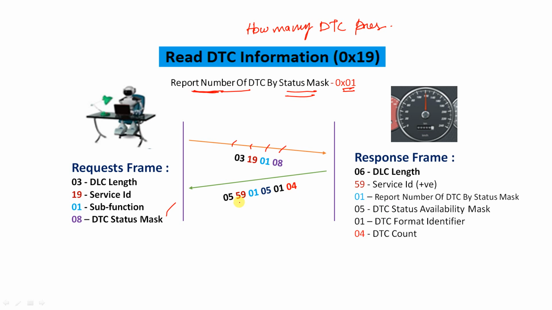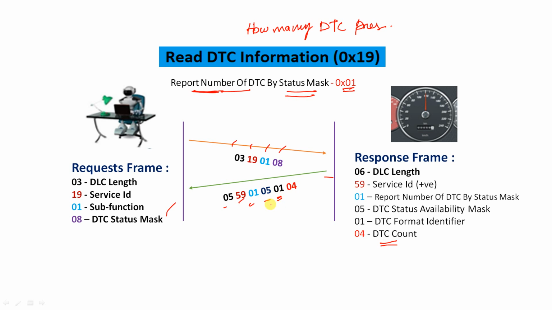Here the output will be 59. So 05 says the DLC length, how many bytes are occupied, and 59 is the positive response. Then 01 is the subfunction. 05 is the same DTC status availability mask. 01 is a new terminology you have to understand: the DTC format identifier. So there will be an identifier for the DTC count. DTC format identifier 01.